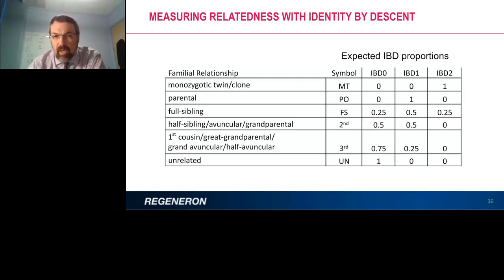So for parent-offspring relationships, on average, you have IBD1, that is, you get exactly 1 of your chromosomes from one parent and 1 chromosome from another parent. For full siblings, it's 25, 50, 25, et cetera, as you go into more distant relationships, all the way to unrelateds where you have 100% IBD0, that is, on average, you share no genetic material or no alleles between the 2 individuals being compared.